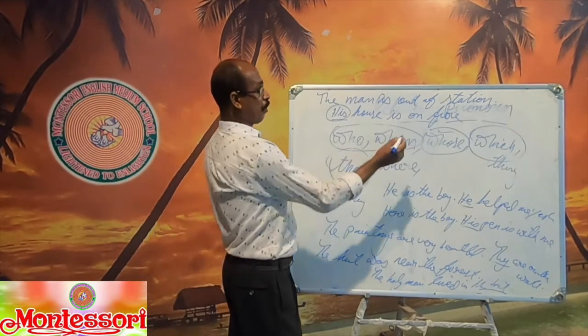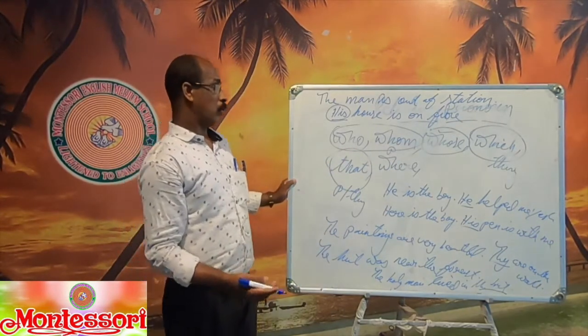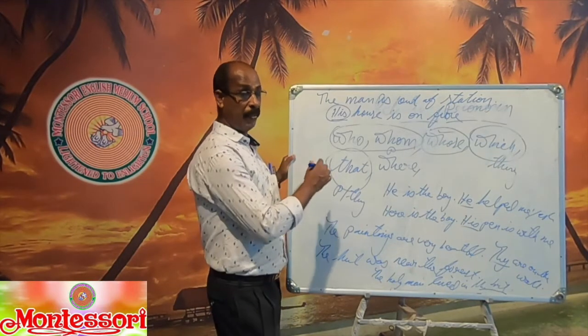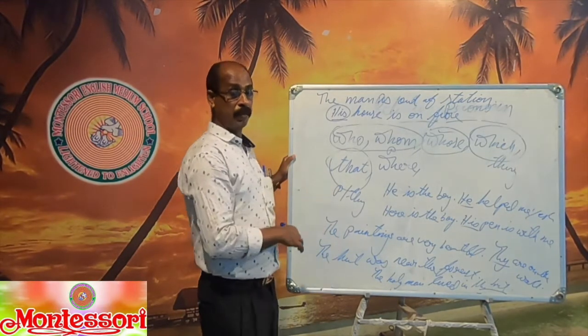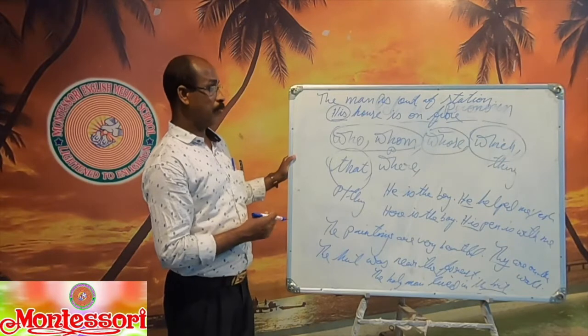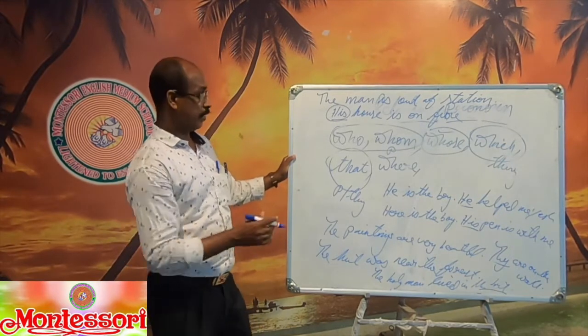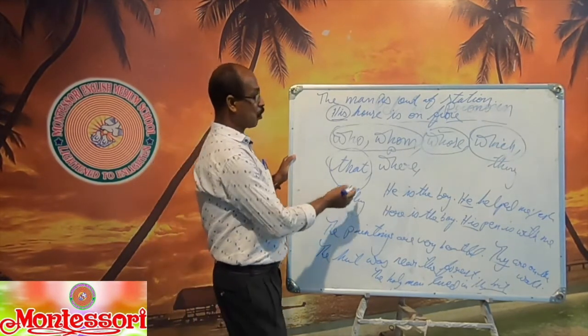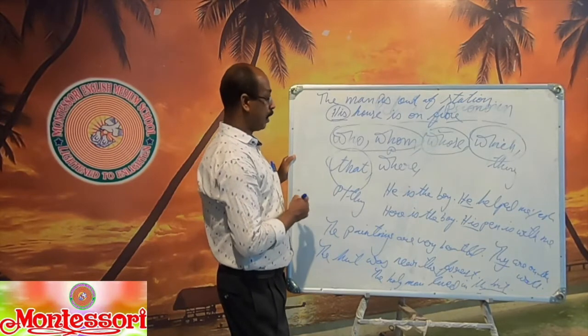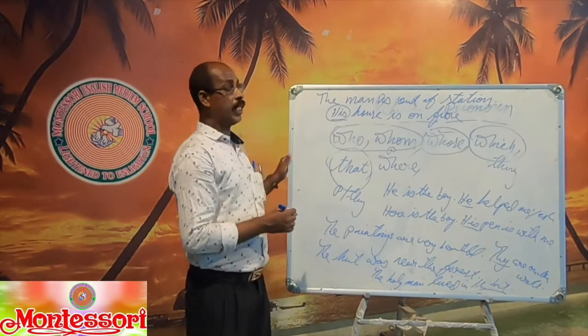Here some of the relative pronouns are who, whom. Who and whom are for persons only: subjective form and objective form. Whose, possessive case, which is only for things. For person you can use and also things you can use. Where, place.